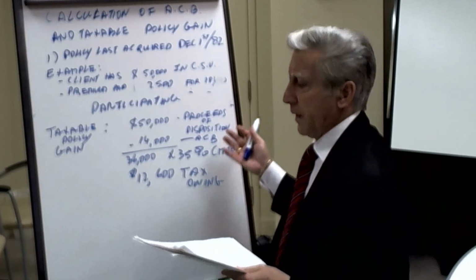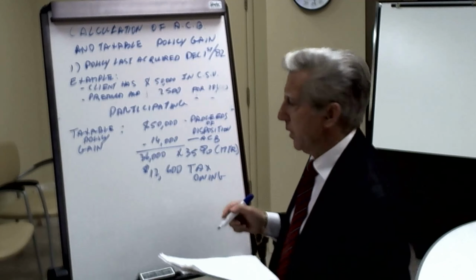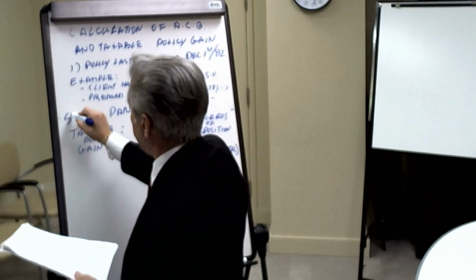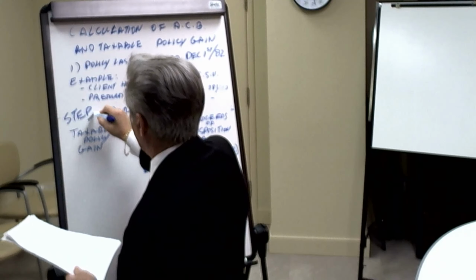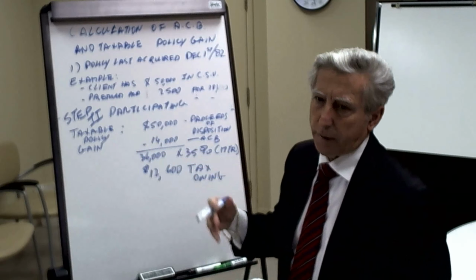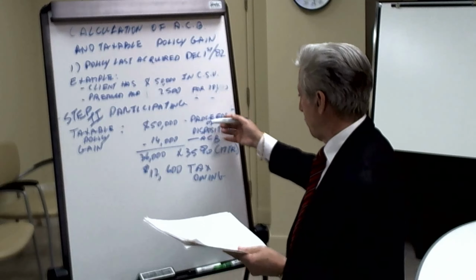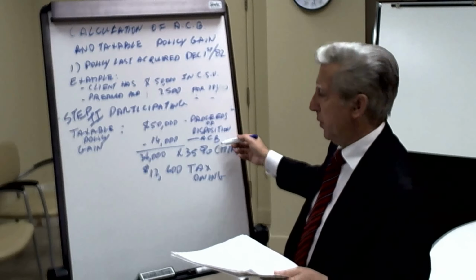Okay, so we figured out step one, which was, of course, the ACB. So this is now, of course, step two. And just like we did before, step two, basically, we have to figure out what is the taxable policy gain so we can figure out how much tax has to be paid. And that is the same as before, proceeds of disposition minus your ACB.